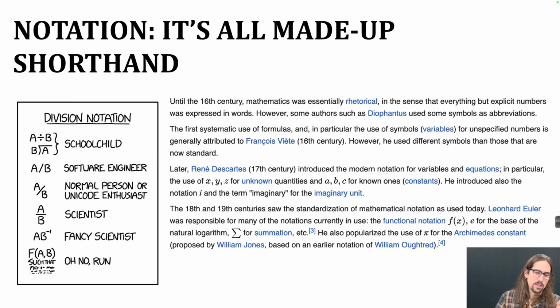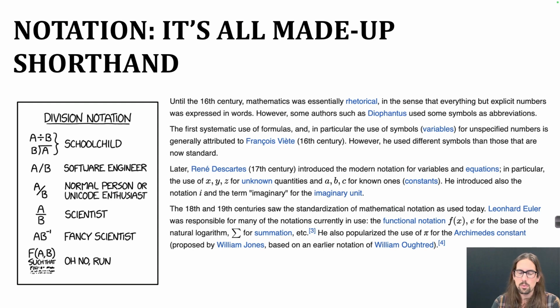Look, there are like 100 different ways that people write something as simple as division, and none of them is better or worse. It's just a different way of writing the shorthand, so that when you see the symbol, it means that, right? That's all it is. And in fact, all of this stuff is new in mathematics until super recently. All of mathematics was completely rhetorical. It was just people explaining things in words.